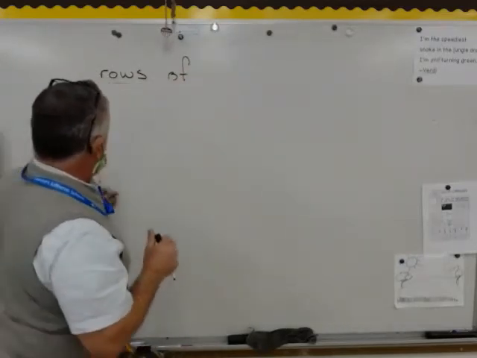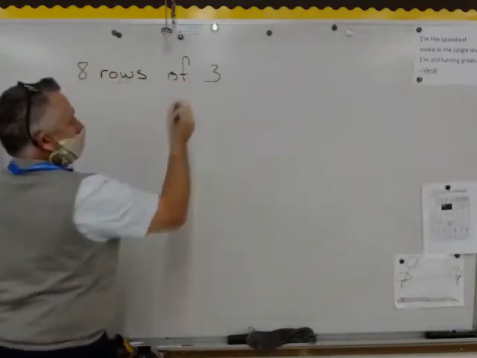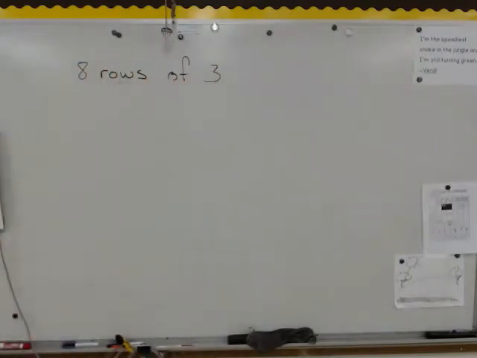This time do 8 rows of 3. Do 8 rows of 3. You've got to erase it and then move along, and you need your mouse button. Got a lot going on here. Do 8 rows of 3. Hold it up if you're done.